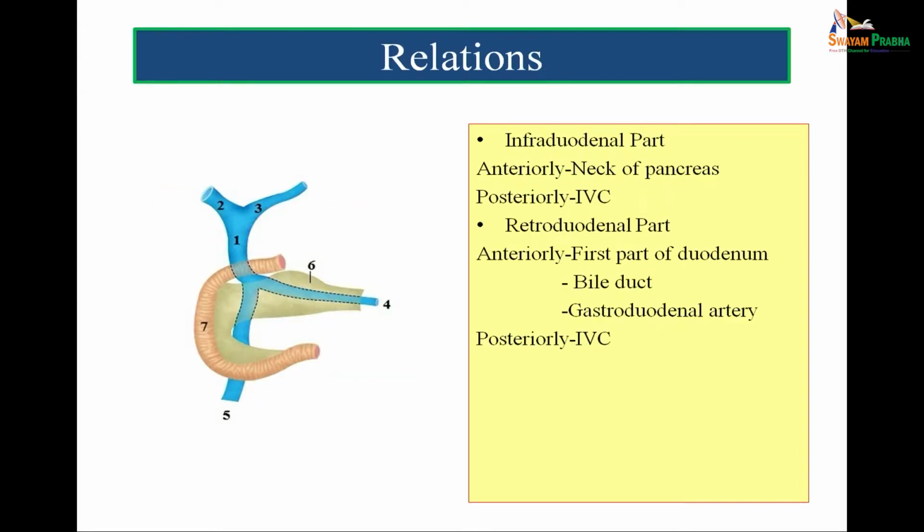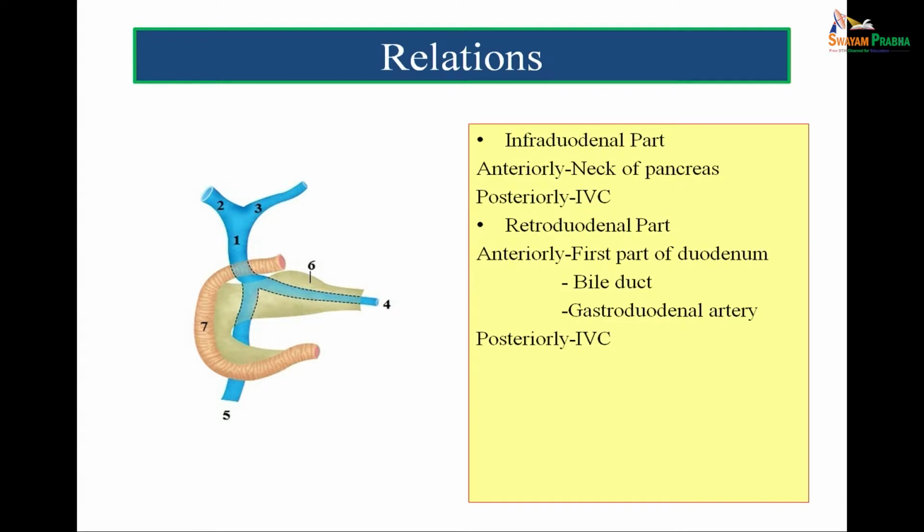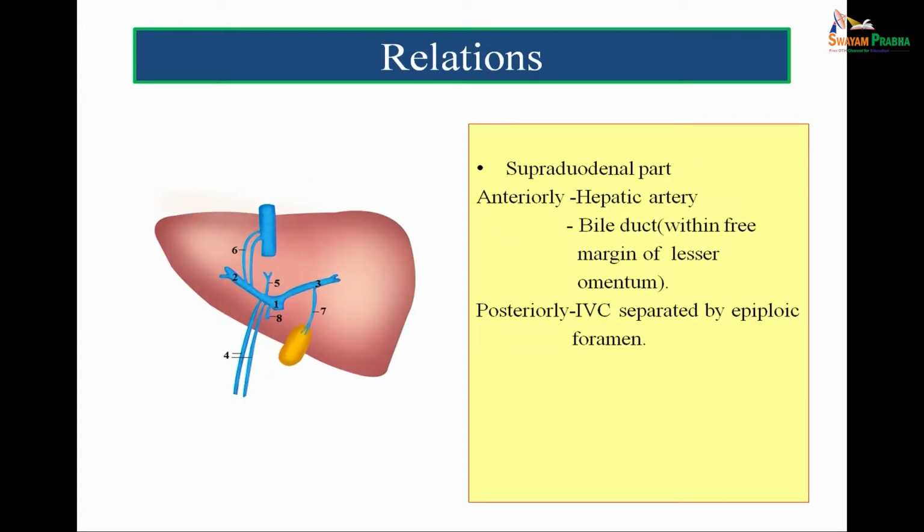Now once again, the relations of the portal vein. I told you that the course can be divided into infraduodenal, retroduodenal and supraduodenal parts. Here I would like you to concentrate on the posterior relations. If you see here, the posterior relation is the inferior vena cava in all three scenarios. The supraduodenal part is the part where the portal vein lies in the right free margin of the lesser omentum, and Pringle's maneuver can be effected here. Posteriorly lies the inferior vena cava, separated by the epiploic foramen.